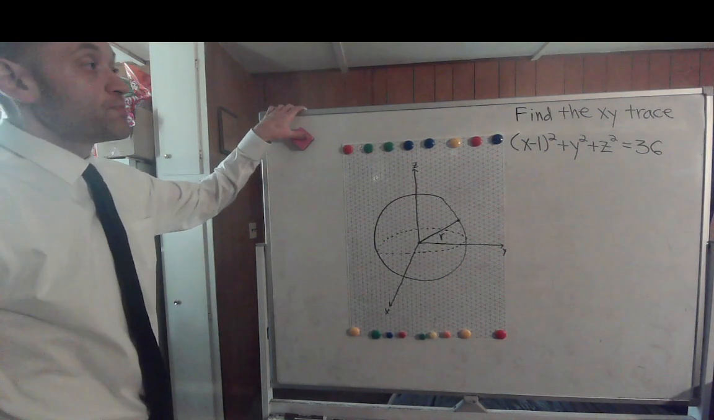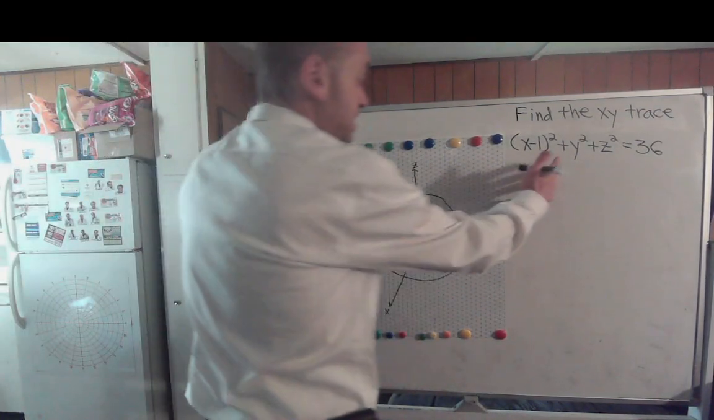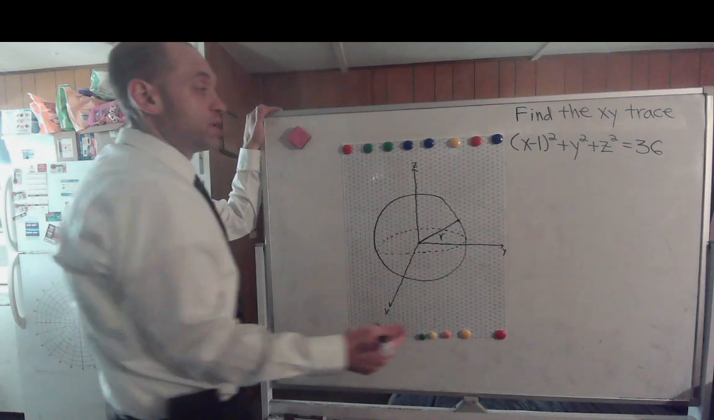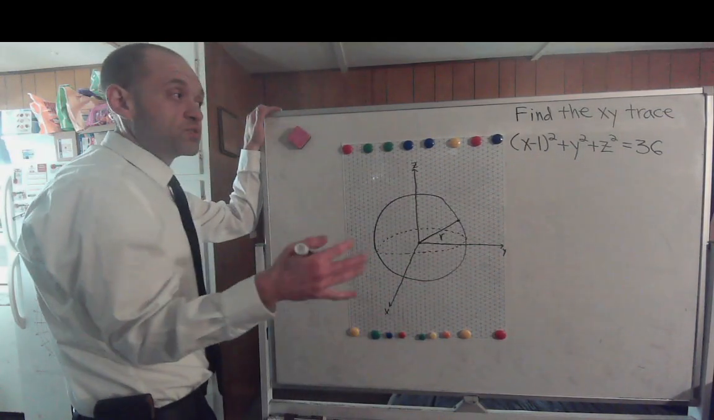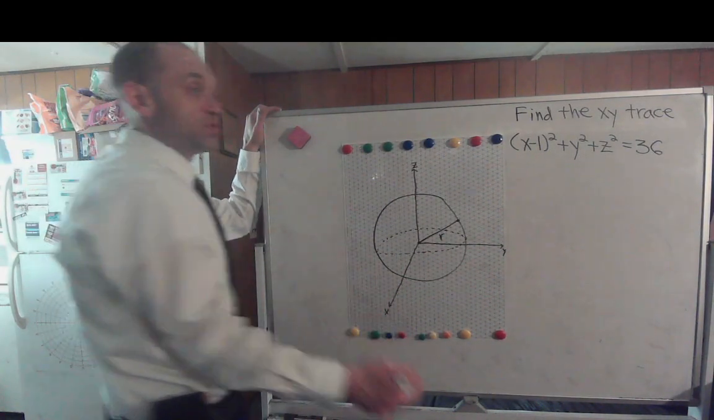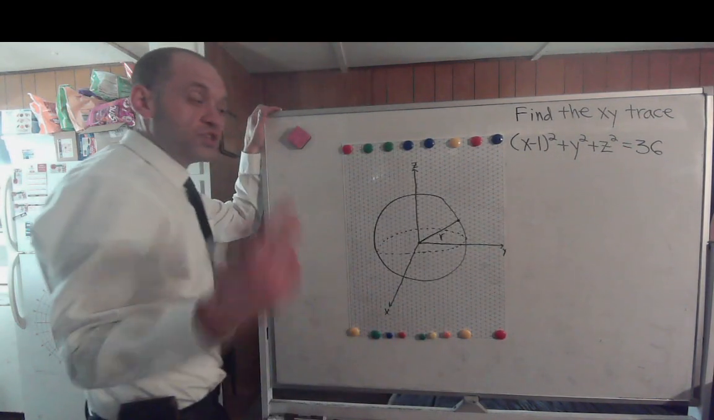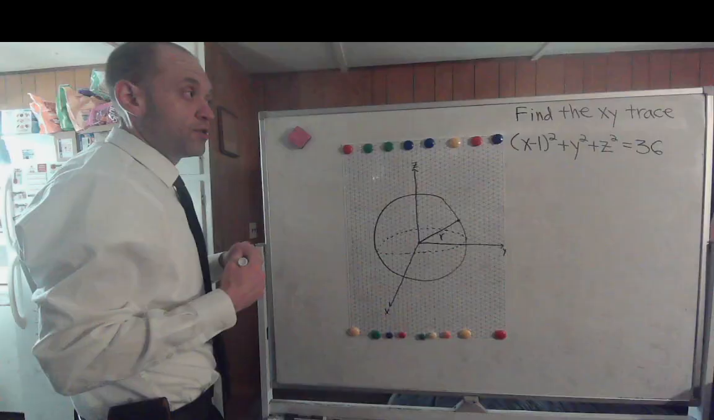Well, to find the xy trace, so this tells you that you're going to end up getting a circle in the xy plane. That means we have to eliminate z. And to do that, you set z equal to 0.